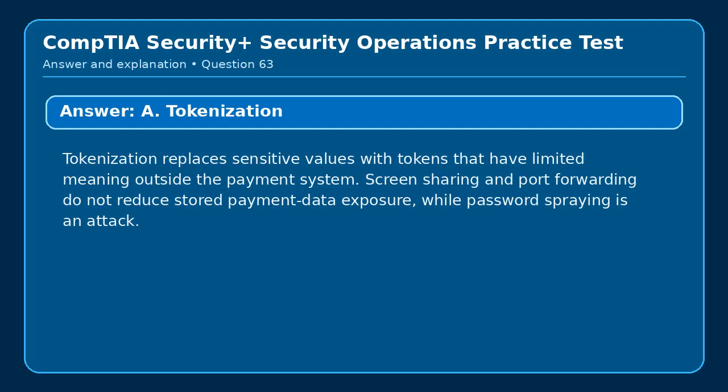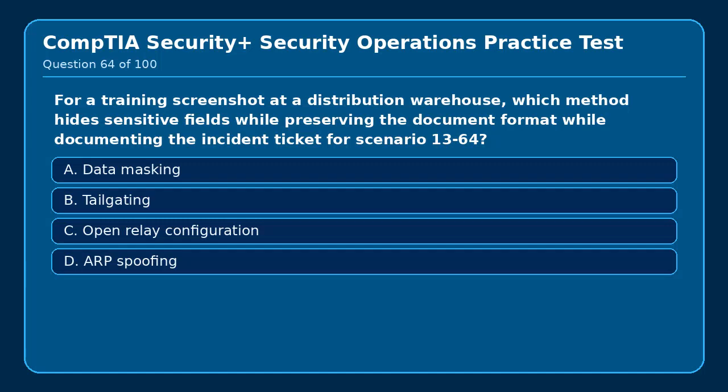The answer is A. Isolate affected systems and preserve evidence for recovery. Isolation limits further ransomware impact while evidence preservation supports investigation and recovery decisions. Immediate payment, log deletion, and reconnecting infected hosts can worsen the incident or destroy useful evidence.